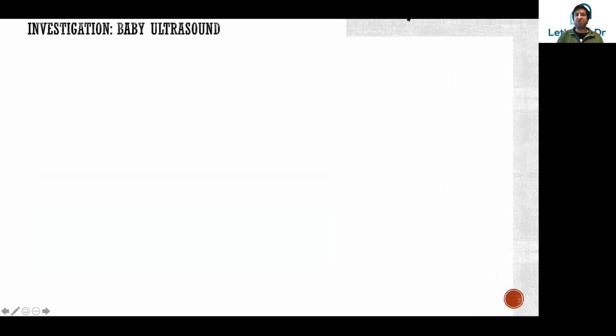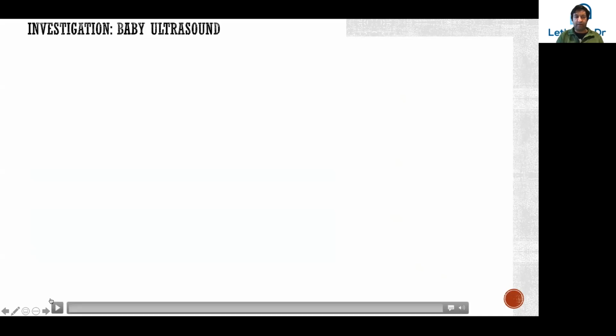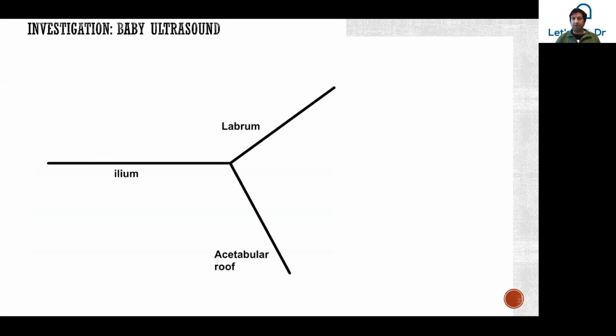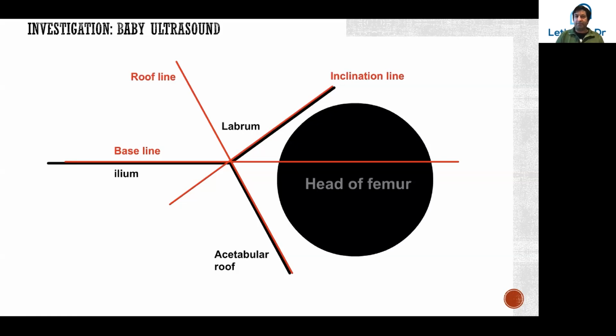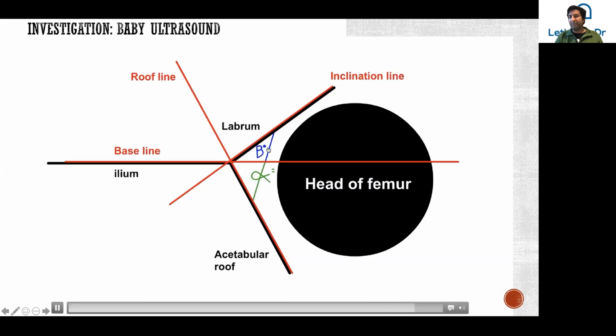Okay, so I'm going to explain that to you just a little bit more. And this diagram will sort of show you what I mean. So you've got the ilium or backbone, which forms a labrum or soft tissue roof, and a bony or acetabular roof, okay? Then you have angles forming between those. So between the baseline, the ilium, and the labrum, you have the beta angle, and between the baseline and the acetabular roof, the bony roof, you have the alpha angle, okay?